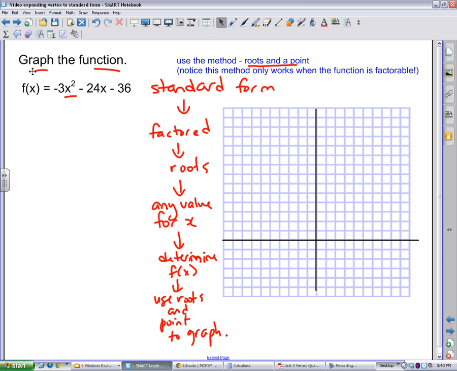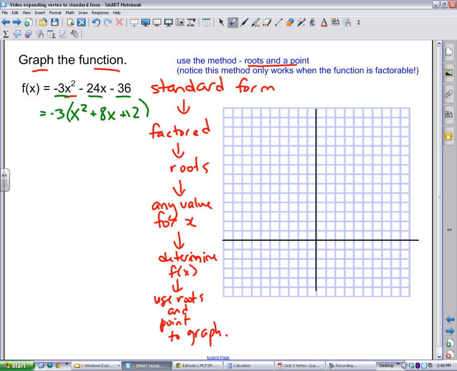So first of all, since I need to factor it, I'm going to check and see if I can actually find a common factor between all three of these terms. In fact, I can. All three of these terms are divisible by -3. So I'm going to take out -3 as a factor, and that leaves x squared, and -24x divided by -3 is positive 8x, and -36 divided by -3 is positive 12.